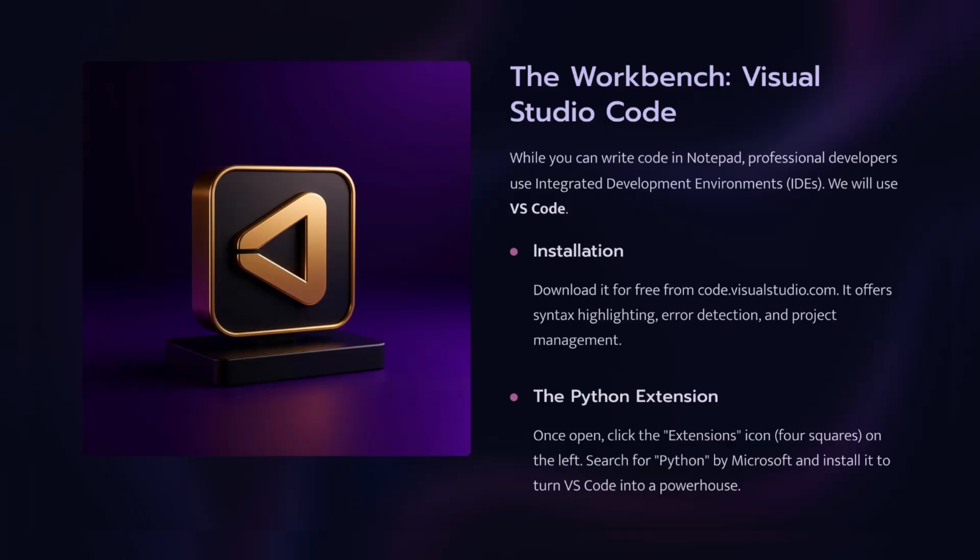Choosing your code editor. While you can write Python in a simple text editor, a dedicated code editor will dramatically improve your experience. It will color code your syntax, highlight errors, and help you manage your project files. My strong recommendation for this project is Visual Studio Code, often called VS Code. It is free, incredibly powerful, and has excellent support for Python. Download it from code.visualstudio.com and install it.